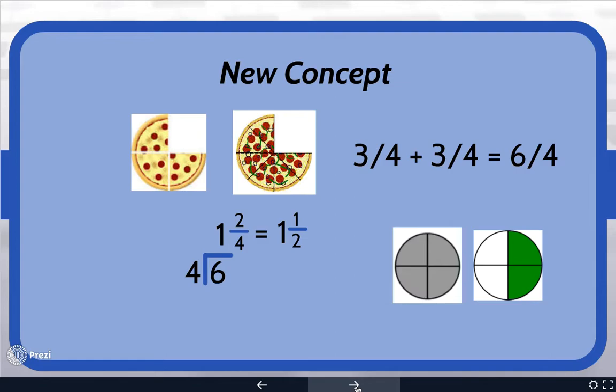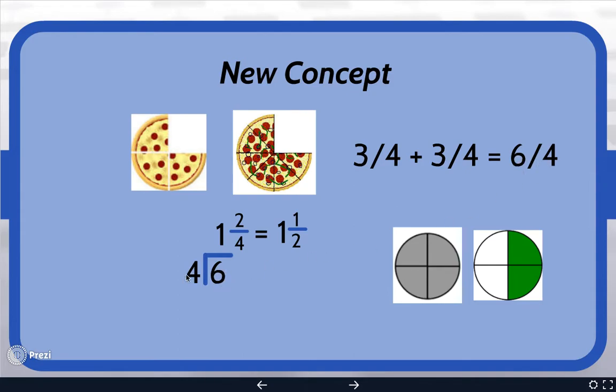Okay, here's your new concept. When we add two fractions together, like 3/4 plus 3/4, we get 6/4, right? However, this is an improper way to show that, so you need to simplify this, okay? Remember I told you before that the line in the fraction is kind of like the division sign. 6 divided by 4, and that's exactly what you're going to do.